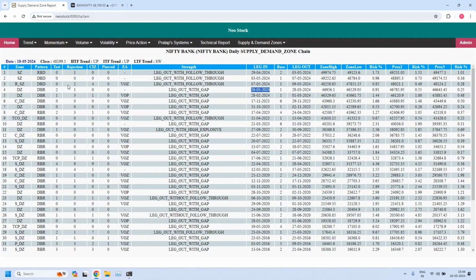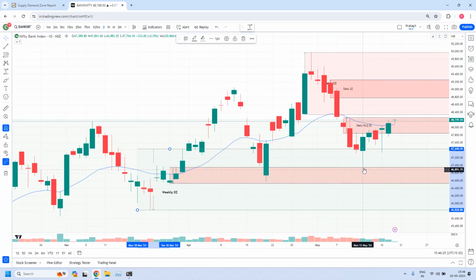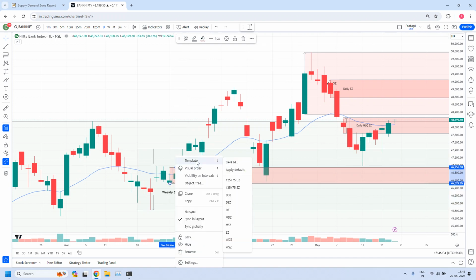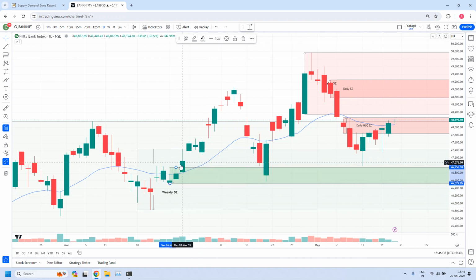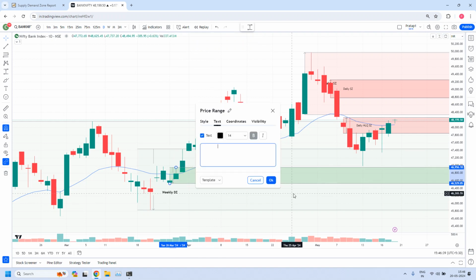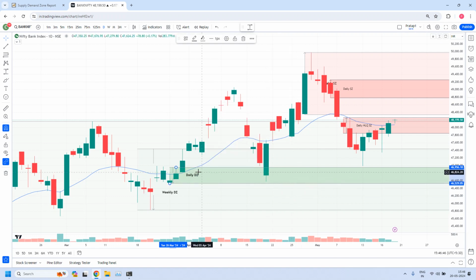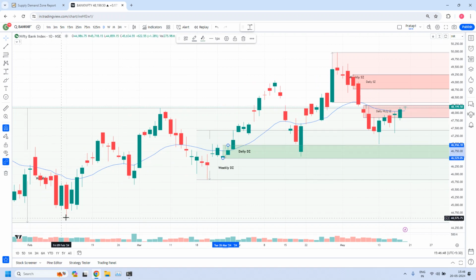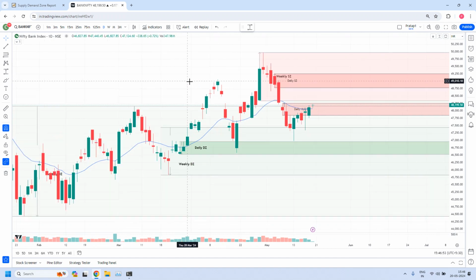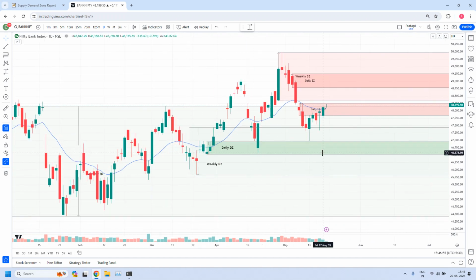Already 2 times this zone is tested. Why are we saying recent test? They came very close to this zone. Our software recognizes when prices are coming. First let me change the color of this zone. This is a daily demand zone. See the zone confluence. So inside monthly we have weekly, inside weekly we have daily. Such kind of zones are powerful zones.